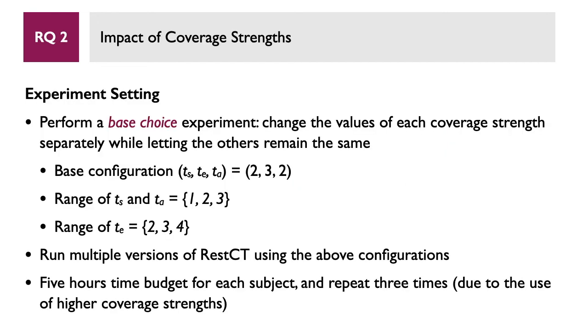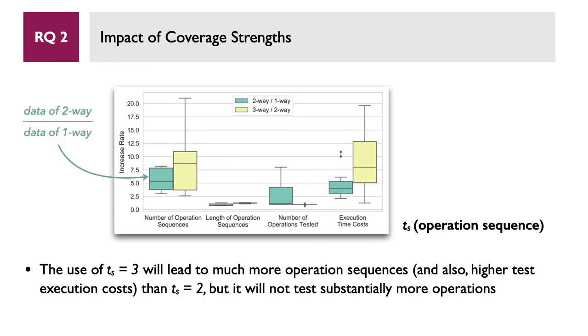Regarding the second research question, we use a base choice experiment to investigate the impact of each of the 3 coverage strengths involved in REST-AT. The base configuration is the one used in the first research question, and we consider a smaller and a higher value for each coverage strength. Here, due to the use of higher coverage strengths, we allocate 5 hours for each API and repeat the approach 3 times. For the evaluation, we calculate the increase rate of different metrics when increasing coverage strengths.